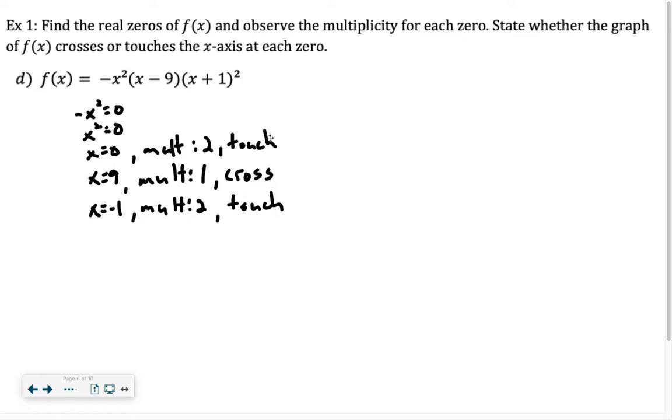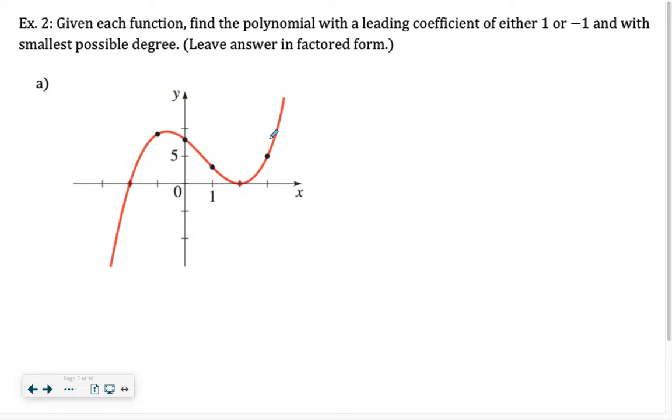All right. So next, let's go backwards. Let's go in the opposite direction. Let's say, given a graph, write our function. Okay, so the directions say we're going to use the smallest possible degree. So what that means is if the graph crosses, we're going to assume that the exponent on that factor is just 1. And if the graph touches, we're just going to assume that the exponent on that factor is 2.